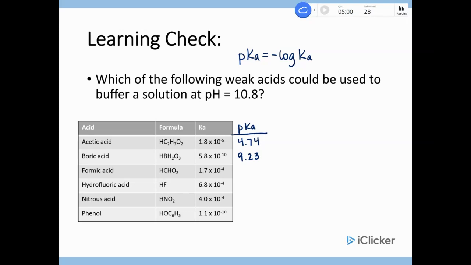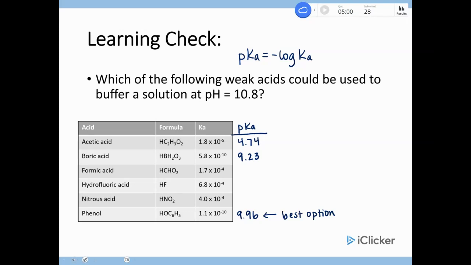I mentioned we can skip the next 3. Those pKa's are going to be closer to 4. The last one, phenol, pKa is 9.96. And that's closest to 10.8. So of this list, this is the best option, because again, its pKa is close to the pH. Questions on this?